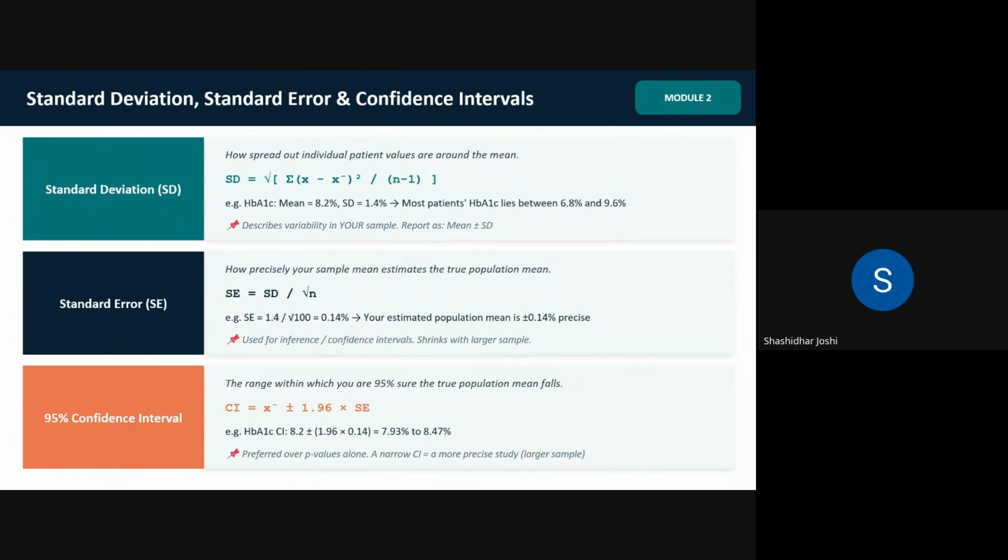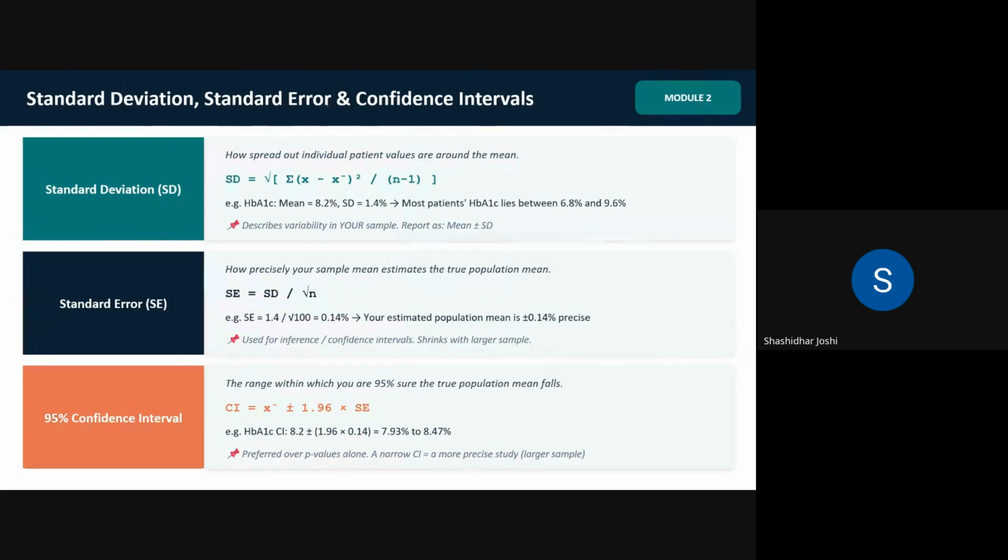Don't worry about the number or the formula here. My intention is not to complicate things, but to give you a generic, layman's explanation of the 95% confidence interval. So the 95% confidence interval is the range within which you are 95% sure that the true population mean falls. In our example, I calculated the HbA1c confidence interval as 7.93% to 8.47%.